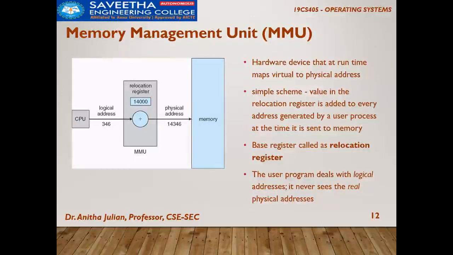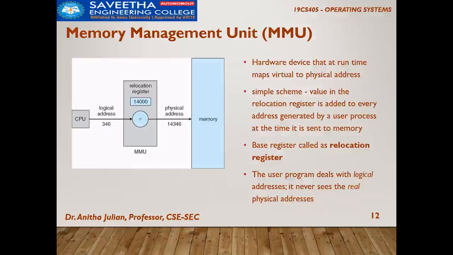Then finally, you have one memory management unit. So this is a hardware device that at runtime maps the virtual and physical address. So there is something like a calculator in between. The CPU is generating the logical address which is coming out from your program. Let's say it is 346. Any number. It's going to be a number only. And the relocation register is a hardware unit like a calculator. It has some address. Always it will get calculated.